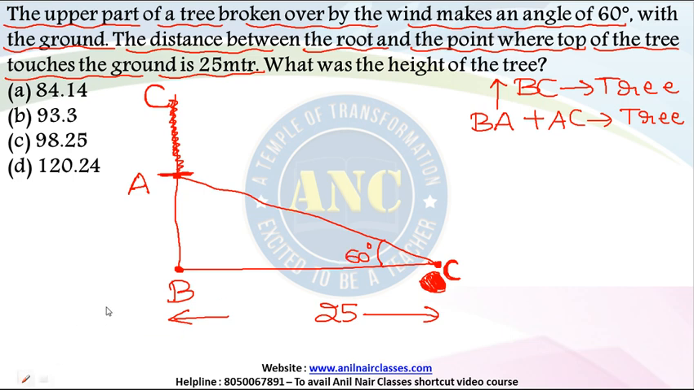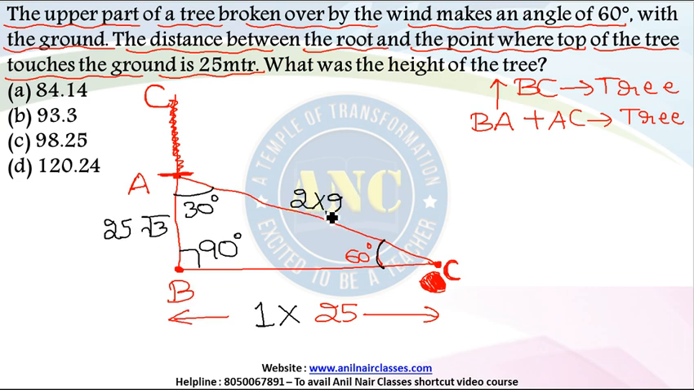Now see here. Again it's a very easy question. This is 90 degrees. This is 60 degrees. This should be 30 degrees. Opposite to 30, if I assume it as 1, opposite to 60 will be root 3, and the hypotenuse opposite to 90 will be 2, right? That is our sides ratio. But opposite to 30 is not 1. Opposite to 30 it is 25. 1 into 25 is 25. Root 3 into 25 is 25 root 3. 2 into 25 is 50.